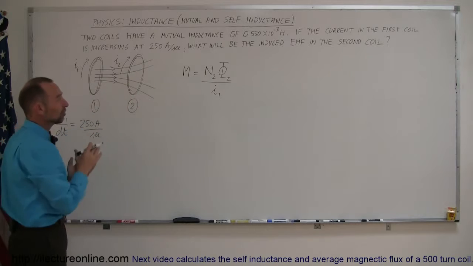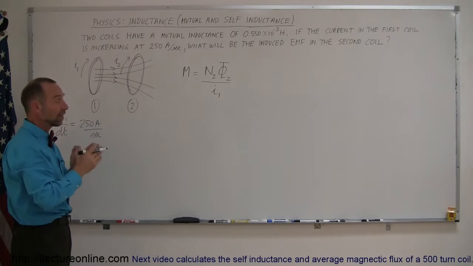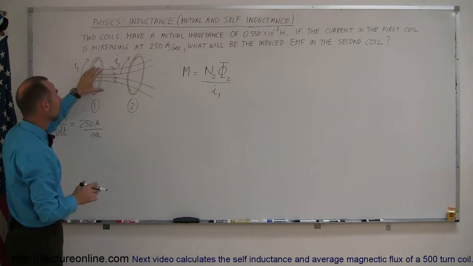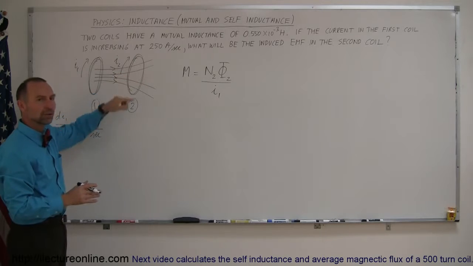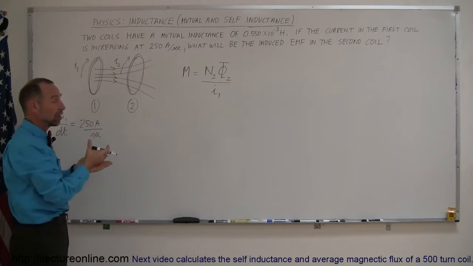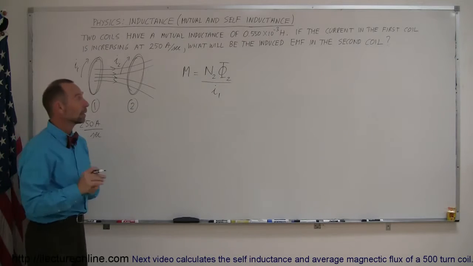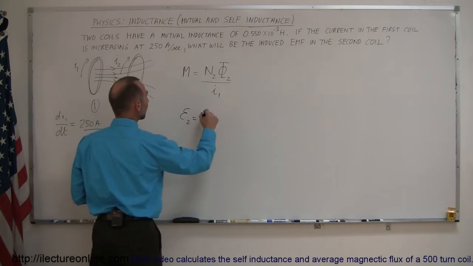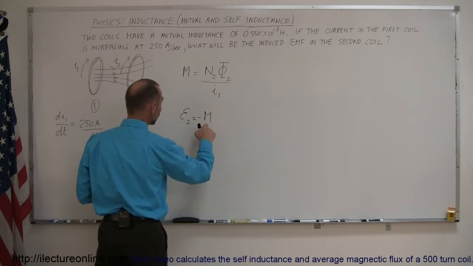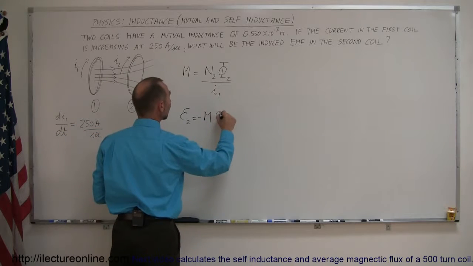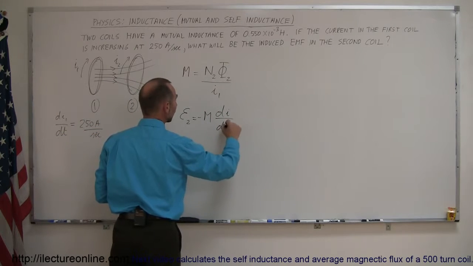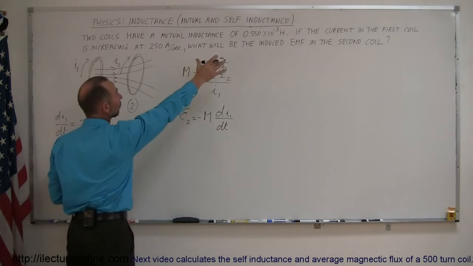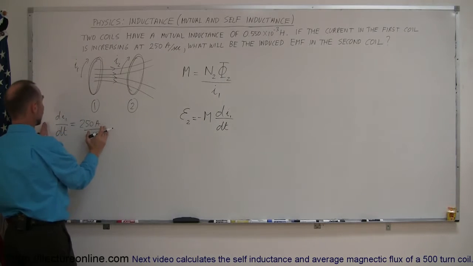But they already told us what the mutual inductance is, so we don't have to calculate it. The second thing we need to know is that if the current changes in coil number 1, it will cause the flux to change in coil number 2. And of course, we've learned that if the flux changes through a coil, it will induce an EMF. The EMF induced in the second coil is equal to the negative of the mutual inductance between the coils, times the rate of change of the current in the first coil. So that's dI1/dt.